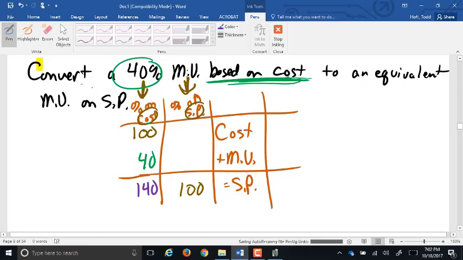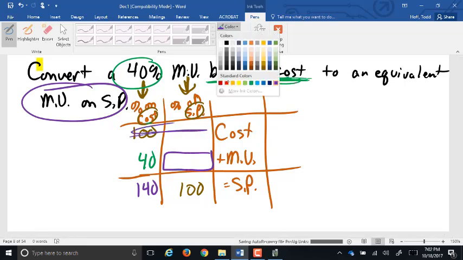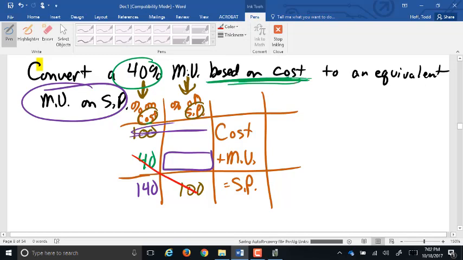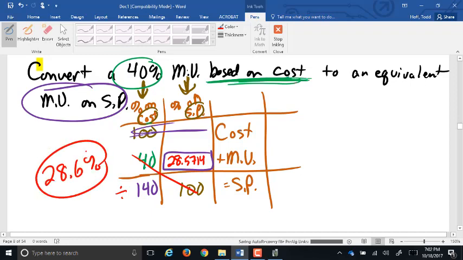We want to convert that to an equivalent percent markup on selling price, which is that number right there. Guess what? 40 times 100 is 4,000. Divided by 140 is 28.5714286 approximately. So we'll go 28.6%.